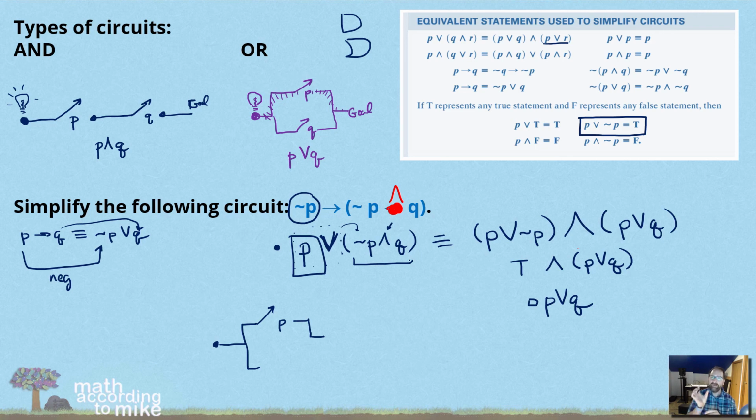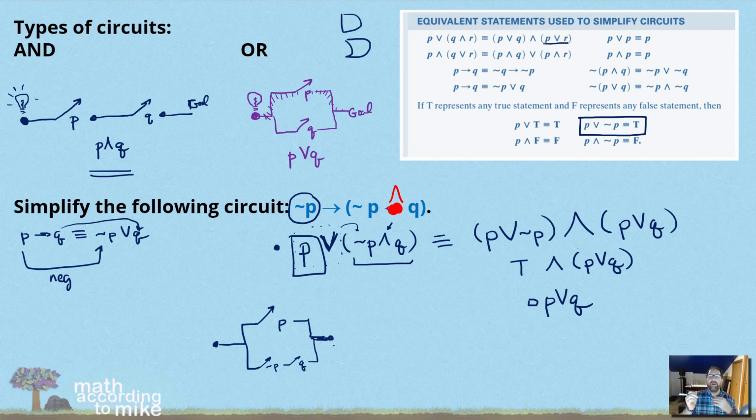Well, this is an AND. So within the OR is an AND statement, which means we need to have one follow the other. We can make a gate for not P, and then right after it, we make a gate for Q. So this is what the circuit would look like for not P implies the quantity not P and Q, which is equivalent to P or the quantity not P and Q. Your choice.